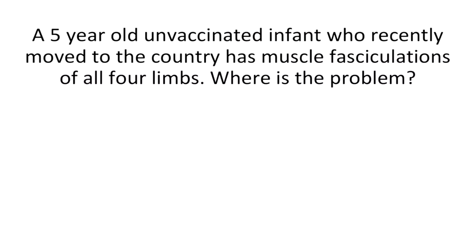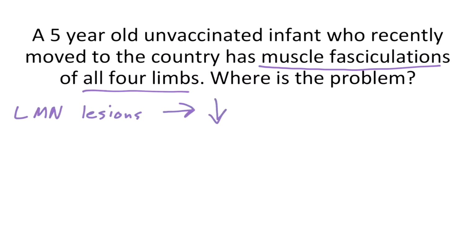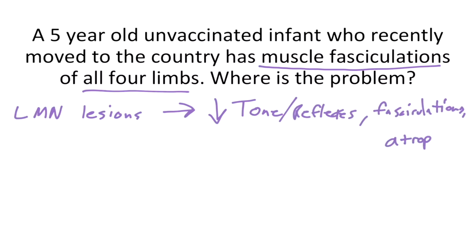Let's say a 5-year-old unvaccinated infant who recently moved to the country has muscle fasciculations in all 4 limbs. Where's the problem? We'll first identify the symptom as a lower motor neuron lesion, and recall that signs of lower motor neuron lesions include decreased tone and reflexes, fasciculations, and atrophy. So we believe that this patient has a lower motor neuron lesion.